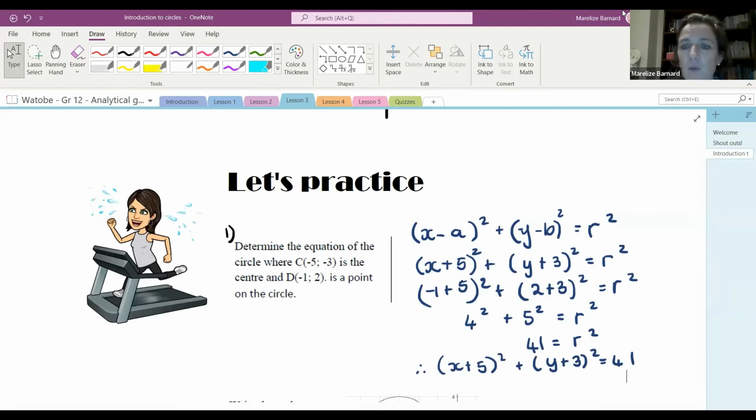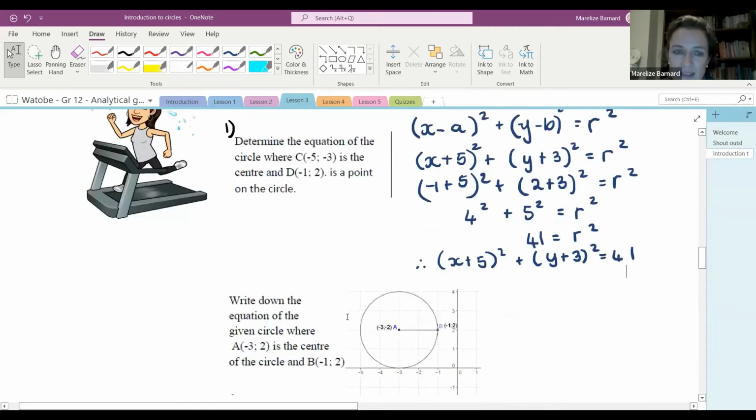Check your answer. If you went wrong somewhere, make sure you understand where you went wrong. Did you maybe forget to change the sign of the -5 and the -3? Did you maybe forget to square correctly? Make sure you pick up on your mistake and then highlight it and make a note to not repeat that mistake.